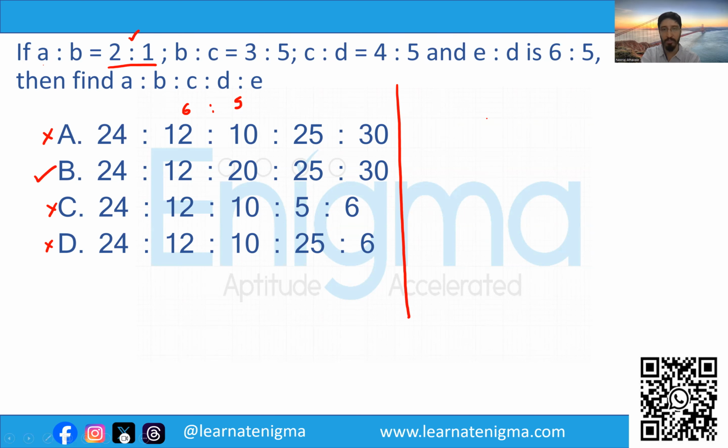So the only option remaining becomes our answer, that is option B. Now I'll also tell you the general method of solving these kind of questions. So everyone pay attention here. First of all, write down the given alphabets. Here we have 5 alphabets. So A, B, C, D, E.